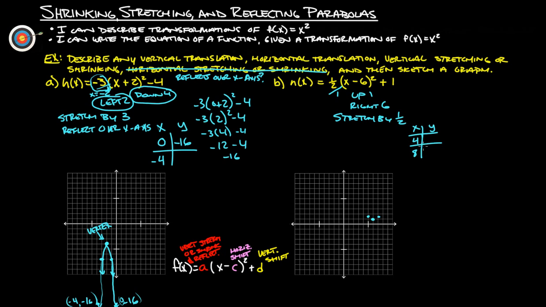Again, once we find one of them, it will be the same for the other one, so we really only have to do this once. So we're going to do 1/2 of 4 minus 6 squared plus 1. 4 minus 6 is -2 squared plus 1. -2 squared is 4, 1/2 of 4 is 2, plus 1 gives us that these are both going to be 3. So 4 is going to be up at 3, and so is 8. So then here's what our graph looks like.